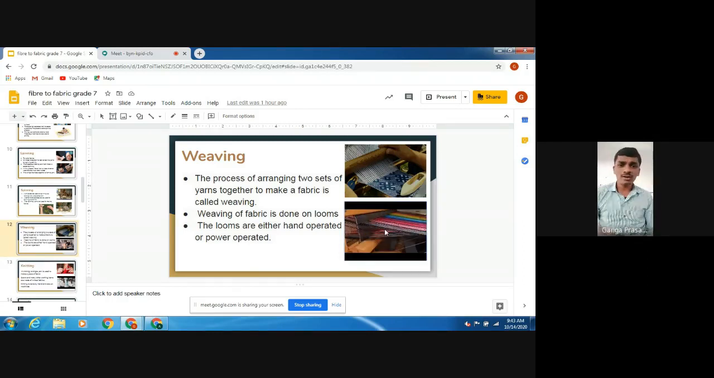This process is called weaving. If you observe, your clothes are made by weaving. In your clothes, the yarns and threads are arranged vertically and horizontally together to make fabric, and this process is called weaving. So observe the picture. Weaving is done by loom.